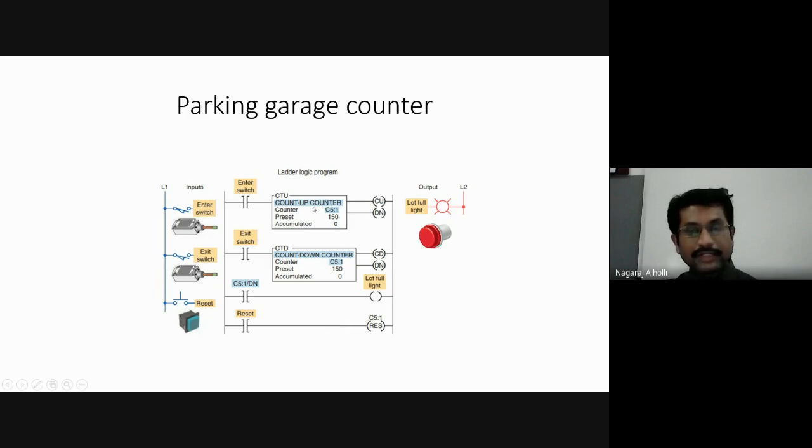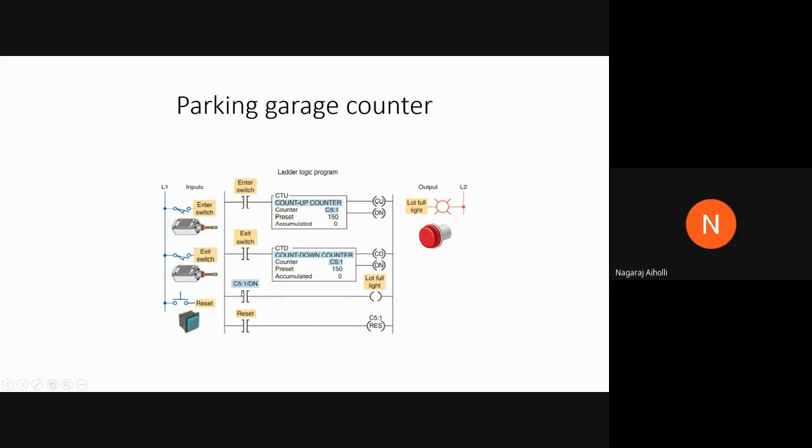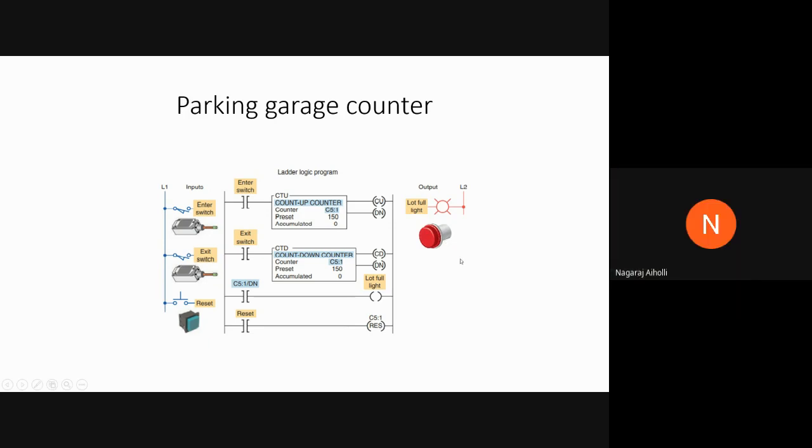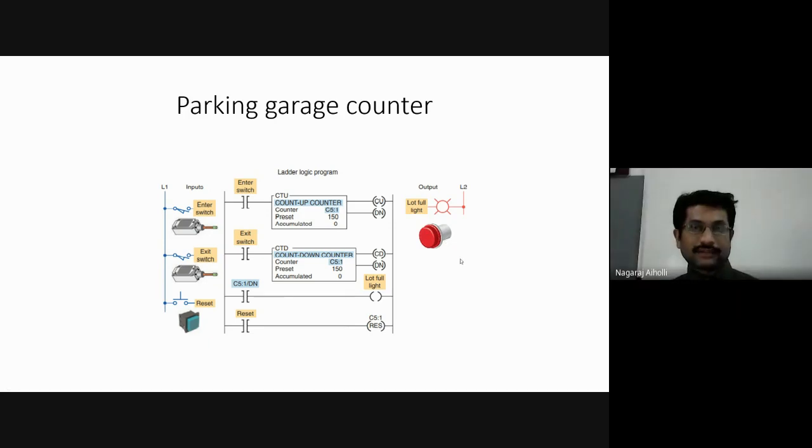Right. So like this, how many vehicles will it count? Maximum 150, because the preset value is 150. Once the value 150 is reached, the done bit will become high in both. When the C5:1 done bit becomes high, it turns on this coil. It is energized, which indicates the lot is full. The garage is full; it has 150 cars. It has counted the cars effectively moving in and out, and within the garage space there are totally 150 vehicles. So when it is 150 vehicles, this lot full lamp will glow.